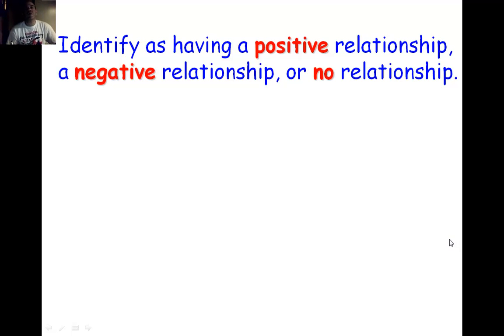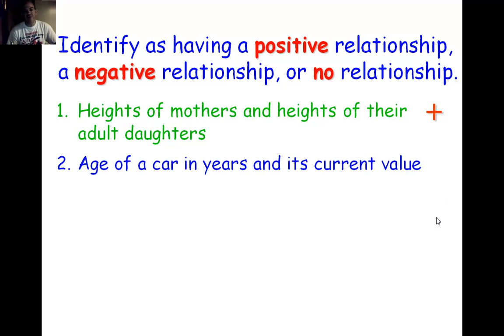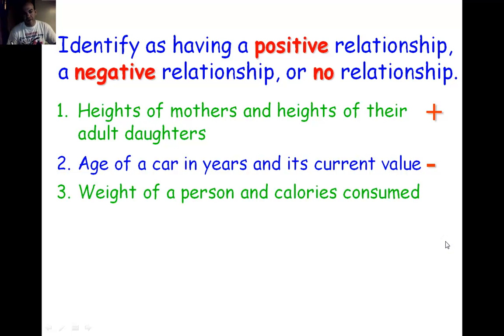So we're going to identify some examples now as either having a positive relationship, a negative relationship, or no relationship. So in example 1, heights of mothers and heights of their daughters. We probably expect that since there's a genetic aspect to height, there's probably a positive relationship. What about age of the car in years and the current value? Well, most cars don't increase in value as they get older, they decrease, so we would expect a negative relationship.